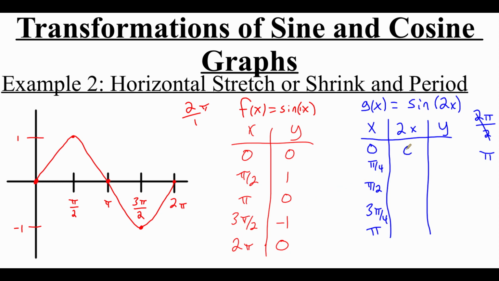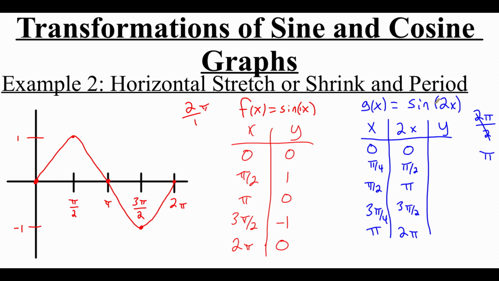If I take 0 times 2, I get 0. If I take pi over 4 times 2, I get pi over 2. If I take pi over 2 times 2, I get pi. 3 pi over 4 times 2 gives me 3 pi over 2, and pi times 2 gives me 2 pi. Looking at these 2x values is going to make evaluating this function easier as we're looking at our unit circle. Technically, when we evaluate this function, we're supposed to plug in the x value and then multiply it by 2. That's why I made this 2x column, so that I can see what happens when I plug in these angles and multiply them all by 2.